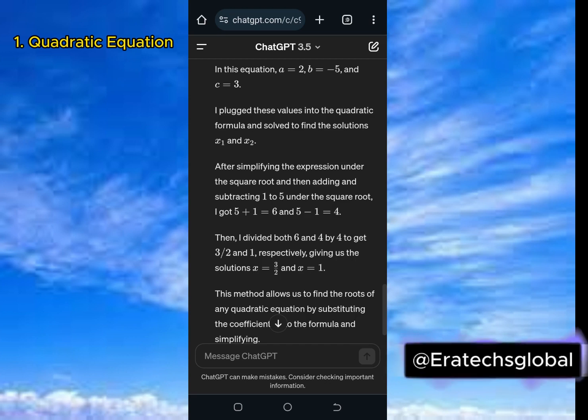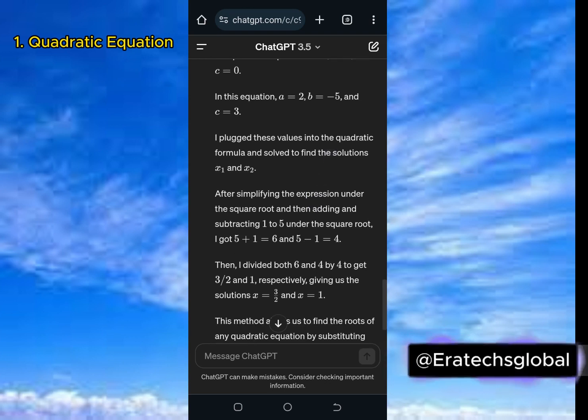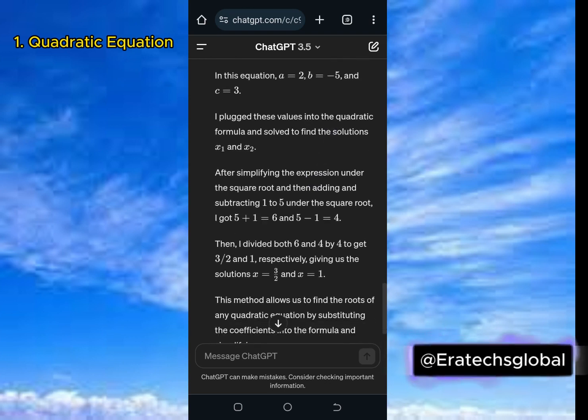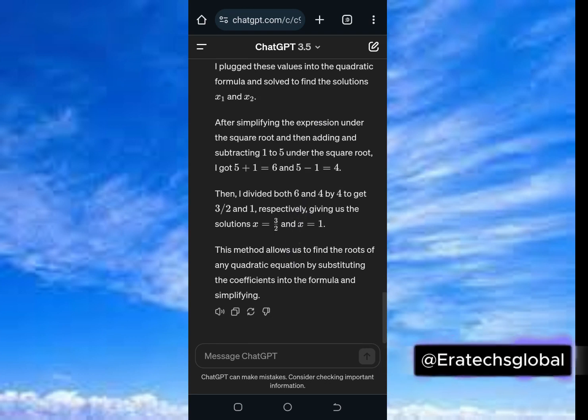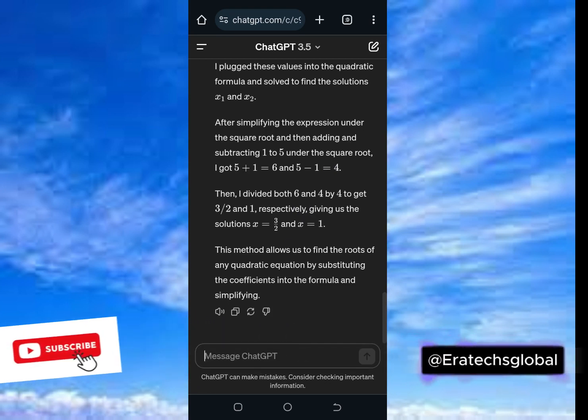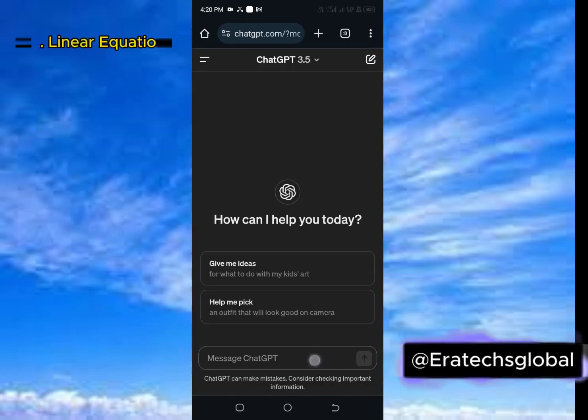to find the solutions. If you don't know how to ask ChatGPT appropriately, you cannot find this explanation. It is quite easy for anybody to understand. Now let's move on to another question. Perhaps you want to learn a linear equation.